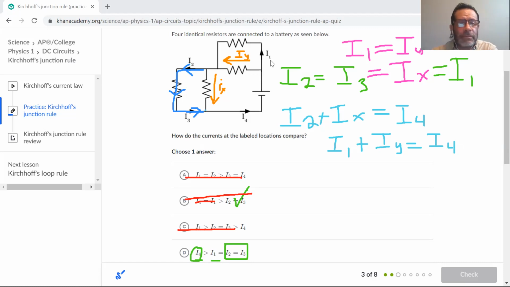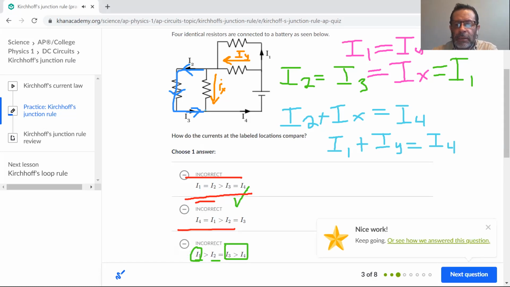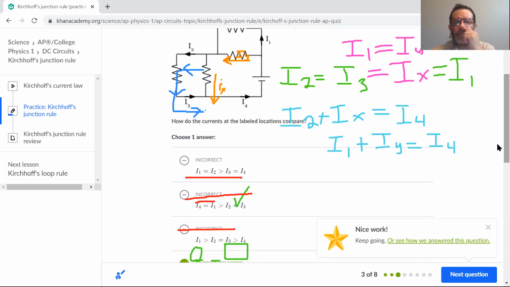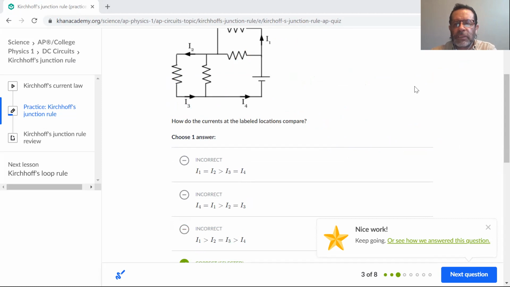So it should be D. Okay, let's see what happens there. I'm going to select D, and it is correct. It says nice work. Keep going. It just moved over there. Okay, I'm going to clear this up. Let's go on to the next one.